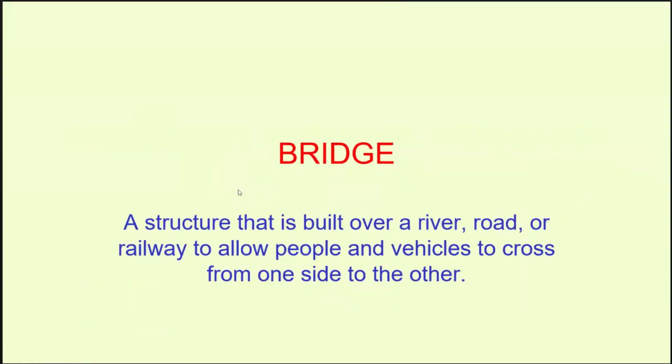So a bridge is a structure that is built over a river, road or railway to allow people and vehicles to cross from one side to another. Basically, if we have a gap in our right of way, then we build a bridge so that vehicles or movement can be made through it.